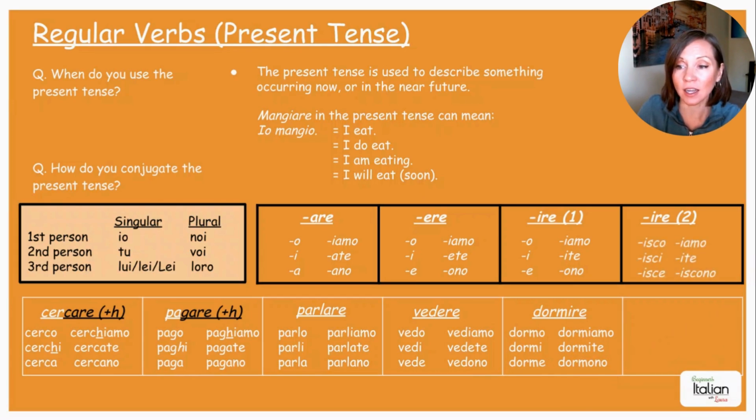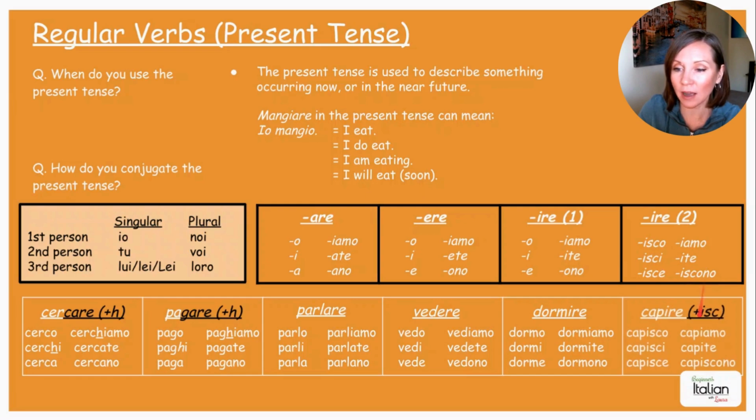And now we also have a second conjugation of the IRE verbs, which instead of ending in these regular endings here, we change them to isco, isci, isce, iamo, ite, iscono. Okay, so they probably sound kind of different to you, but these 2 remain the same. So the iamo and ite are the same between both different conjugations of the IRE verbs. But then the isco, isci, isce, and iscono are different.